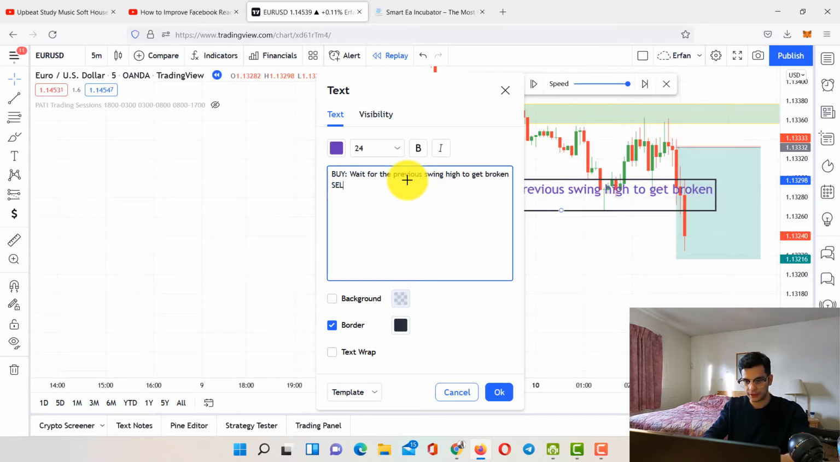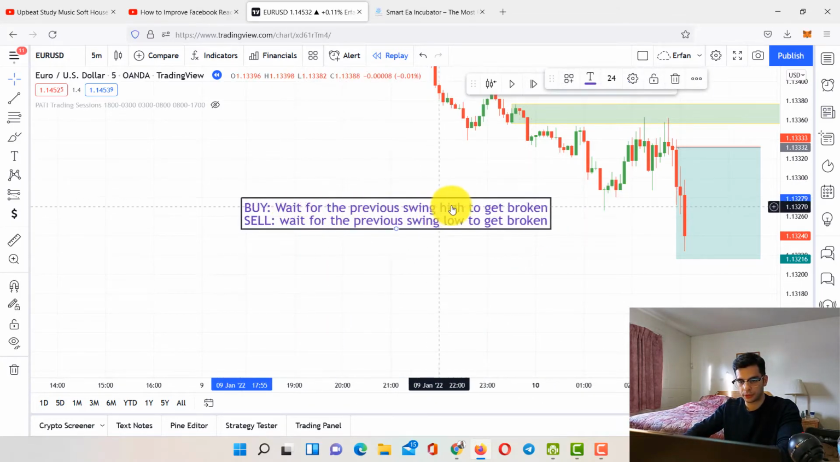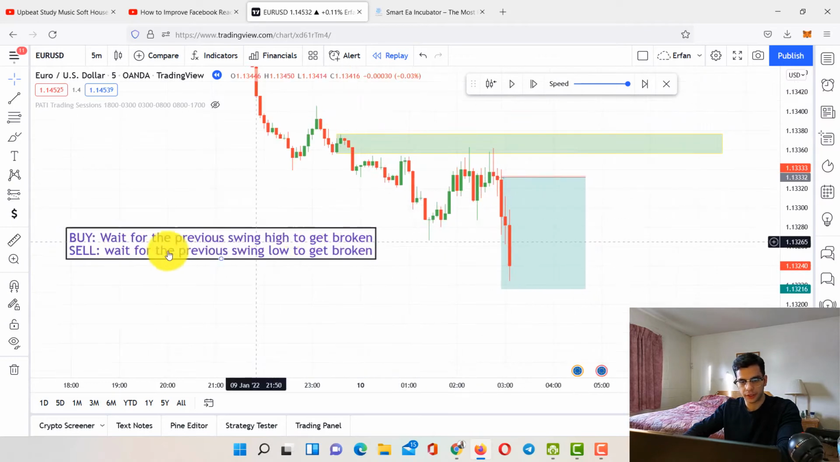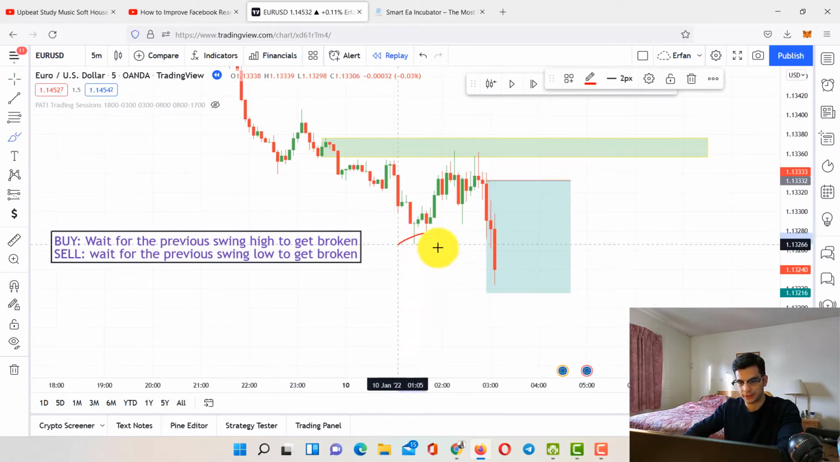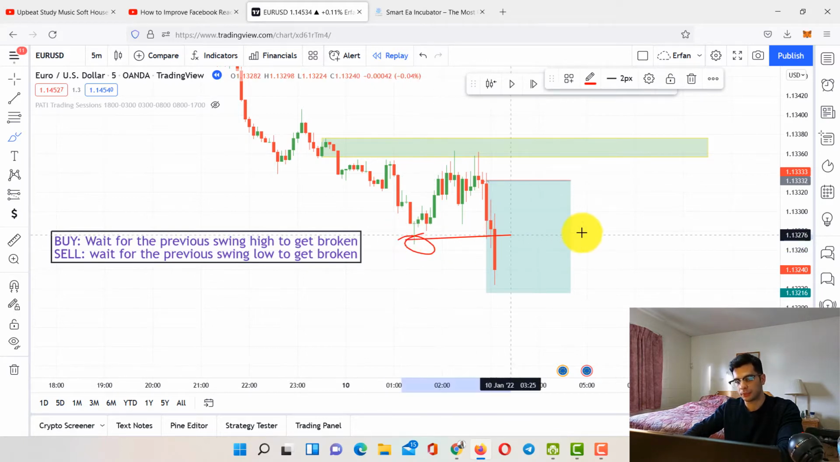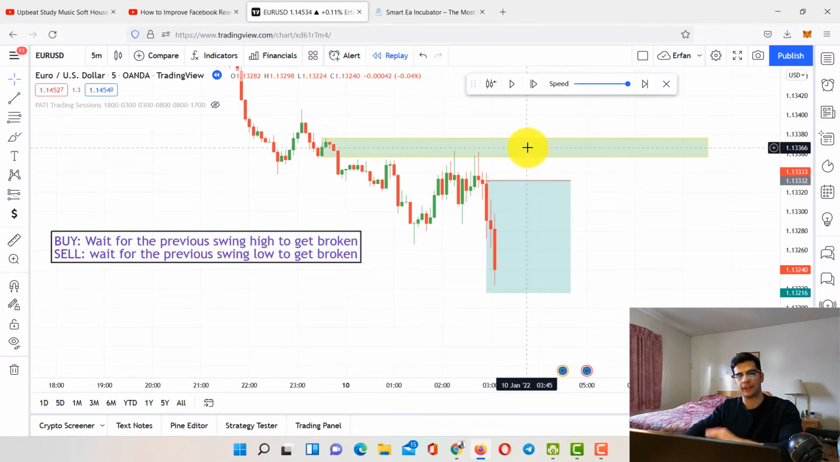If you're selling, very simple, wait for the previous swing low to get broken. That's it. Wait for the previous swing high, but we are selling here, so wait for the previous swing low to get broken, which in this case is exactly this one right here. So after this got broken, you can move your stop loss to break even and just leave it.